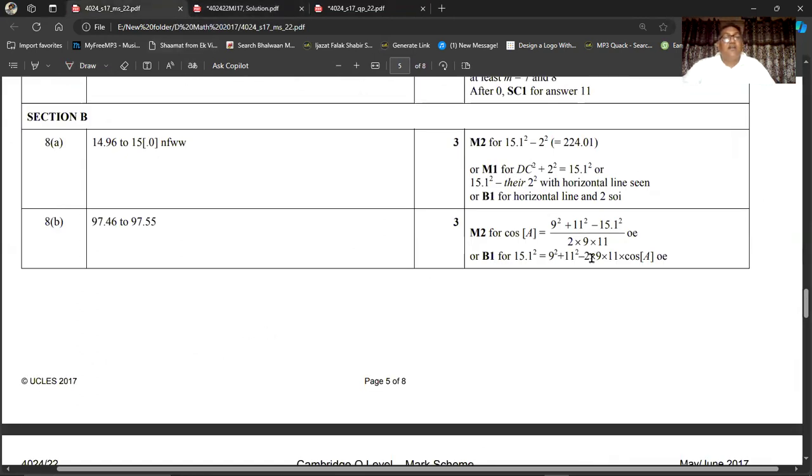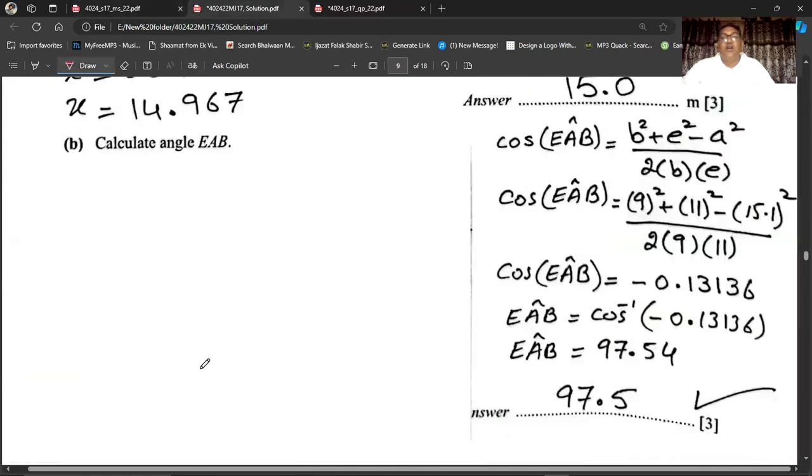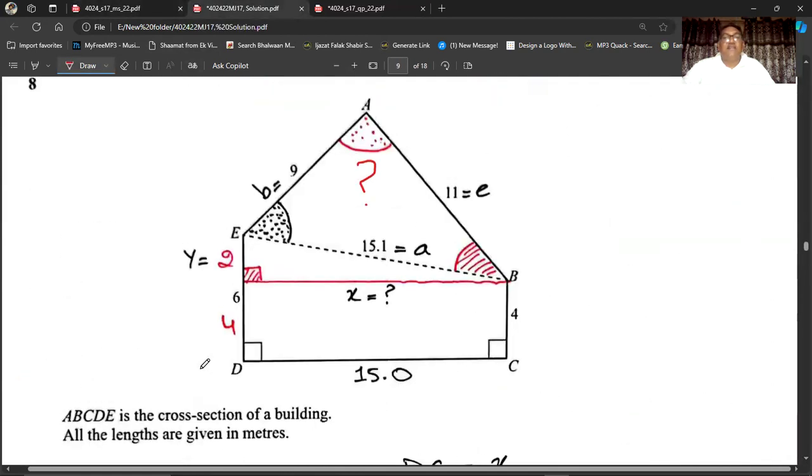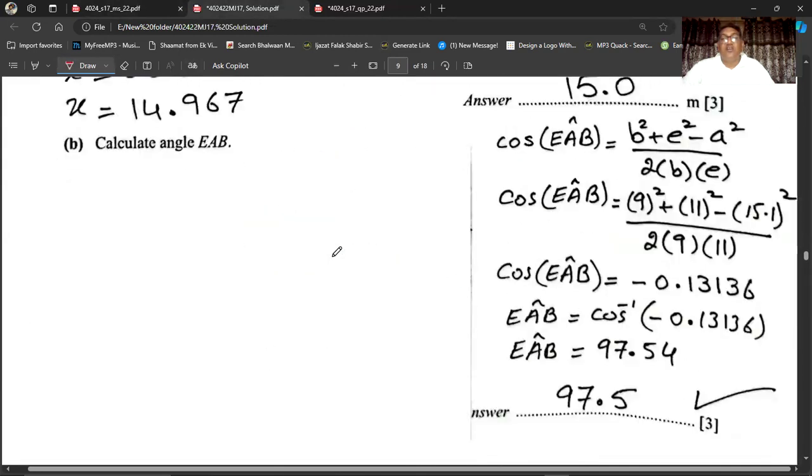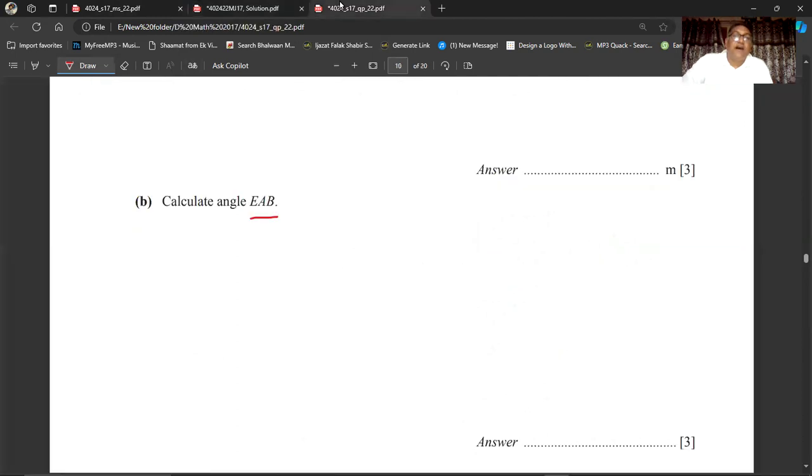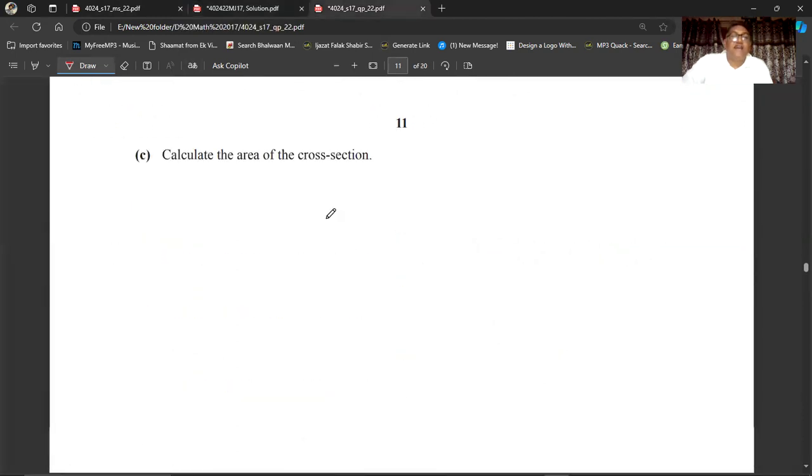97.54 is the right answer, sir. This is the marking scheme. This is how I have done. And if you look at this diagram, I was looking for this angle, and this is my solution. So if you want more time with this question, this part, which was using the cosine rule, you can pause the video and take your time with this part. So hopefully you understand. Now it's a 4 marks question.